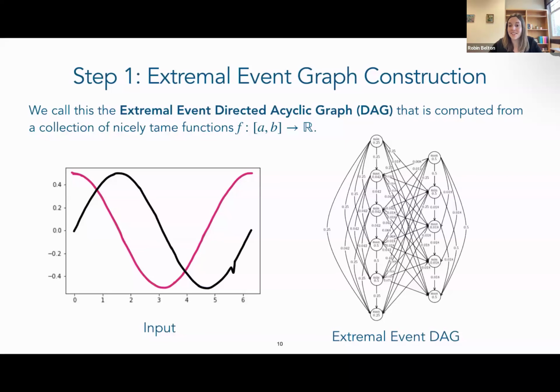And I mentioned that our data is discrete, but I'm going to describe the construction with continuous functions because it's a little nicer. And we do have a way of going from continuous to discrete where the results still hold. All right. And then our output is going to be this weighted directed graph where we have weights on both nodes and edges.